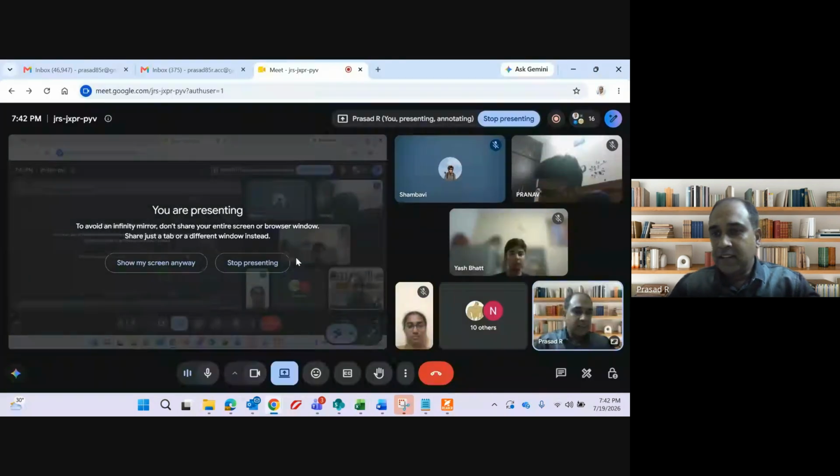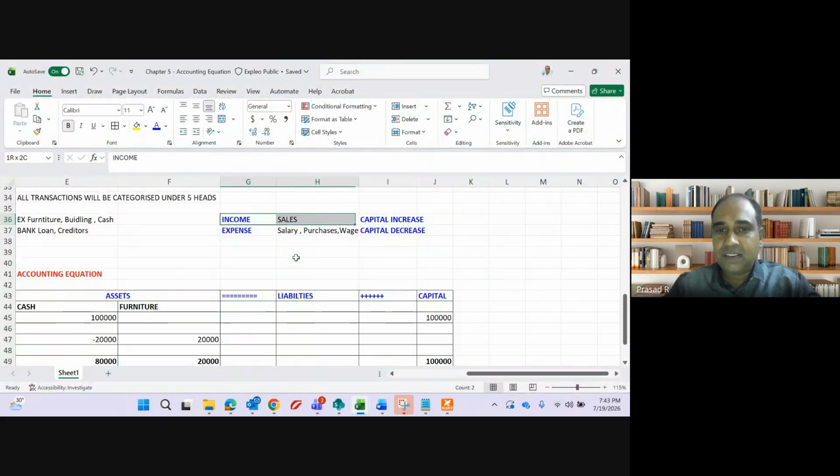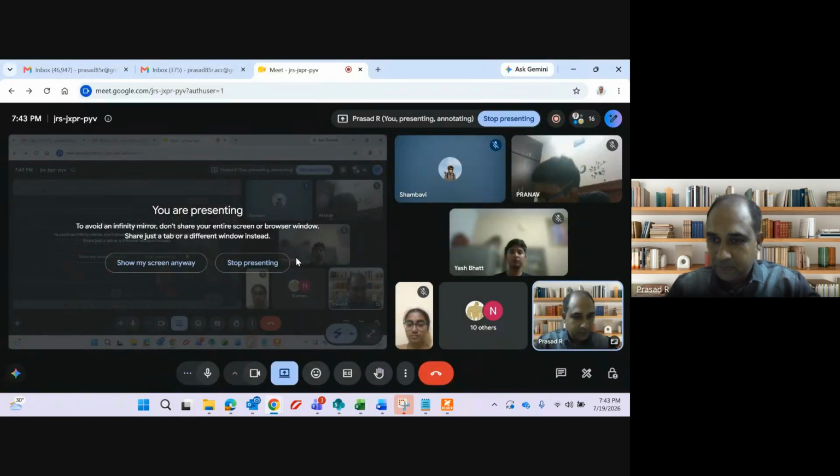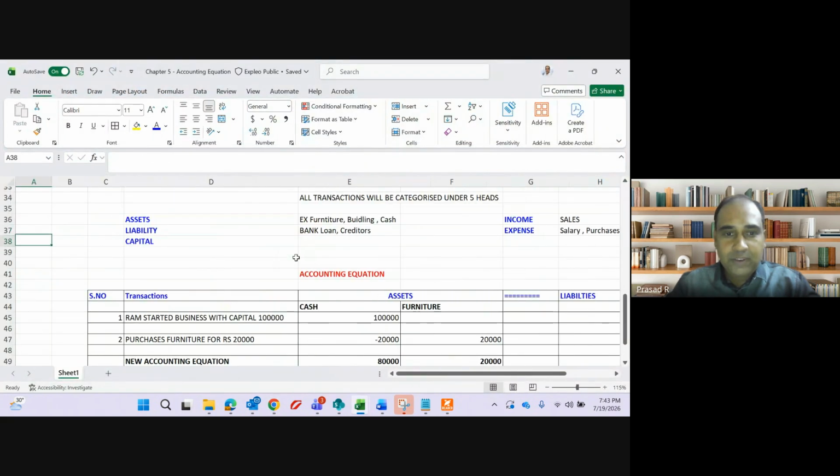Whenever there is an income, capital will increase. Whenever there is an expense, capital will decrease. Clear? The reason is, if there is an income, there will be a profit, and when there is a profit, the capital will increase. If the business has profit, that will increase the capital. If the business has loss, that will decrease the capital. So the same concept applies to income and expenses. Income will increase the capital, expense will decrease the capital. Any doubt? So my accounting equation is assets equal to liabilities plus capital.